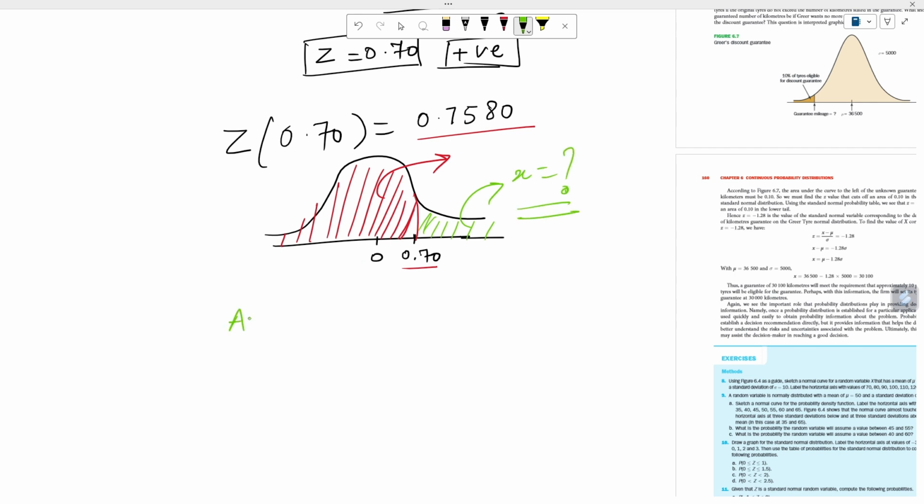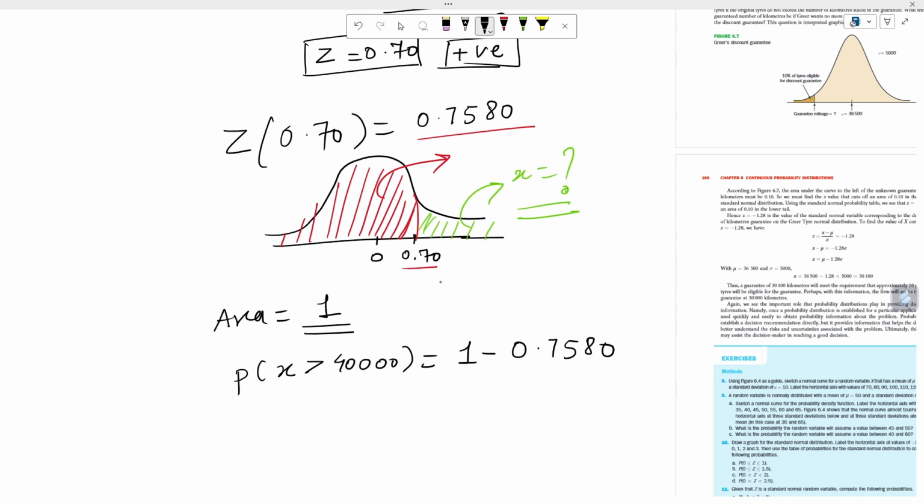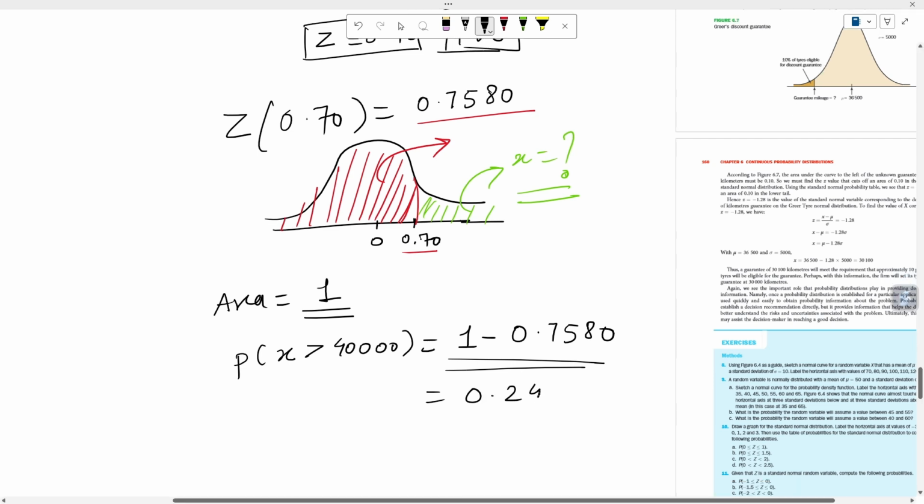So we know that the area of the normal distribution curve is 1, and if we want this much portion, the probability for x greater than 40,000 is going to be 1 minus 0.7580. We will subtract this portion from the area 1. We will get the probability as 0.2420.